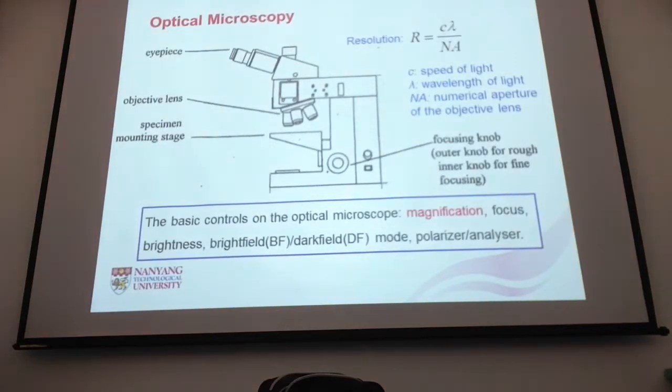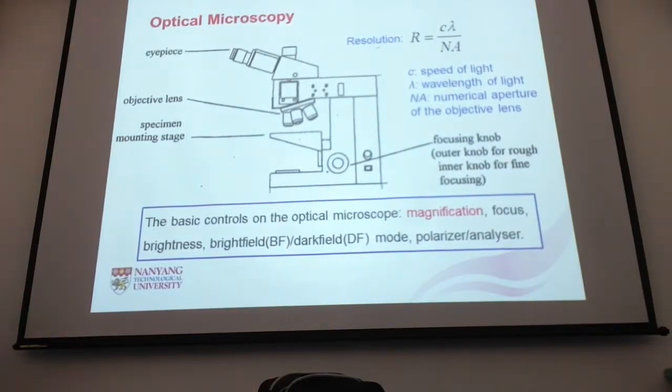In order to see the microstructure, we should use the optical microscope. This is a typical optical microscope. This is our eyepiece here. This is the objective lens. Here we put our sample. We use the focusing knob to focus on our surface. For an optical microscope, there are two important things. One is the magnification of the microscope, and the second is the resolution.